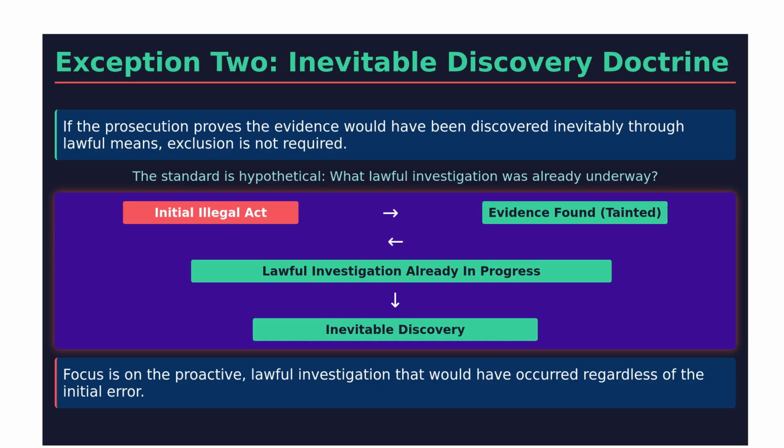Consider a scenario where police illegally search a warehouse, but simultaneously, a massive, lawful search party, already organized before the illegal entry, was closing in on the exact location of the contraband. If the prosecution can show that this proactive, lawful investigation would have uncovered the evidence regardless of the initial illegal entry, the evidence is admissible. The key distinction here is the focus on the proactive, lawful investigation that was already underway, ensuring the exclusionary rule does not suppress evidence the government was destined to find lawfully.